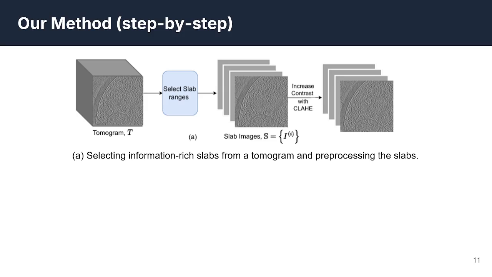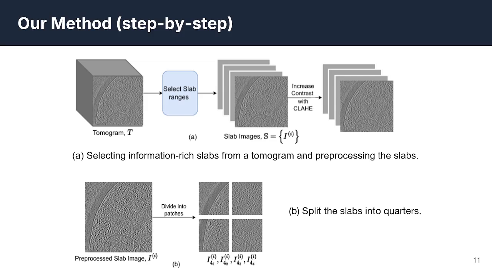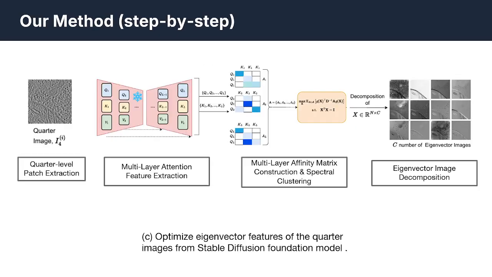We then do simple pre-processing, like contrast stretching and enhancement, on these slabs. Since each of these slabs is too large for a vision foundation model, we split each slab into 4 non-overlapping patches. These quarter images are our unsupervised training data. Here comes the core part of our method.